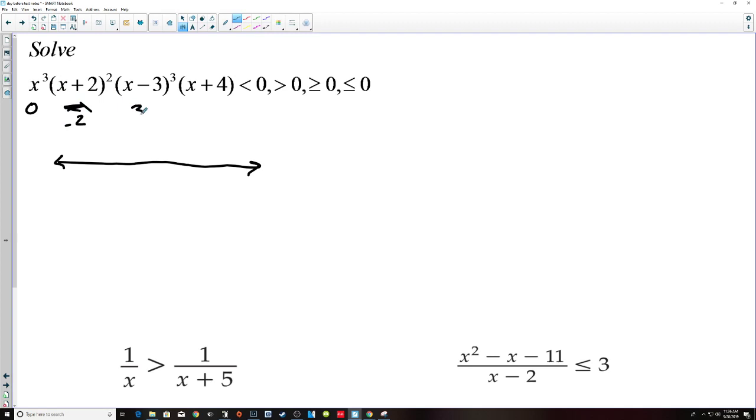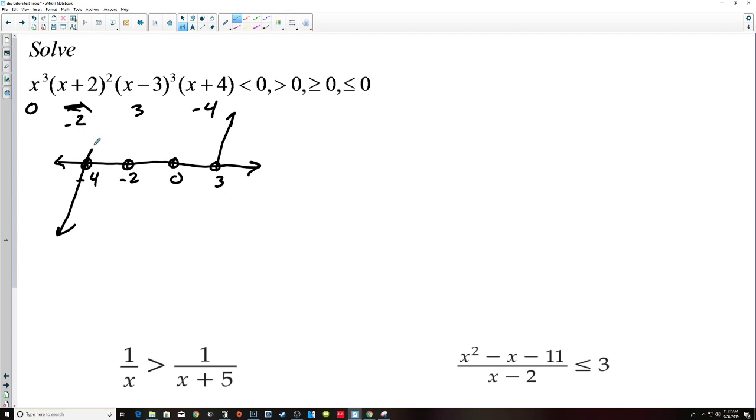Negative 2, 3, negative 4. So negative 4 would be over here. Now, to start out, it's just less than, so that's going to be an open dot. We have negative 2, 0, and 3. So negative 4 is a cut through, but this has a multiplicity of 9, so this is an x to the 9th, so it's going to act like an x to the 3rd. So here's the ending behavior.